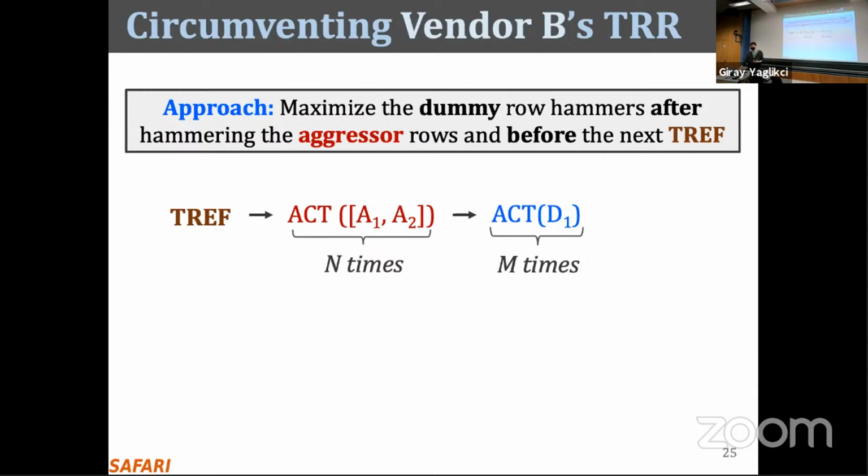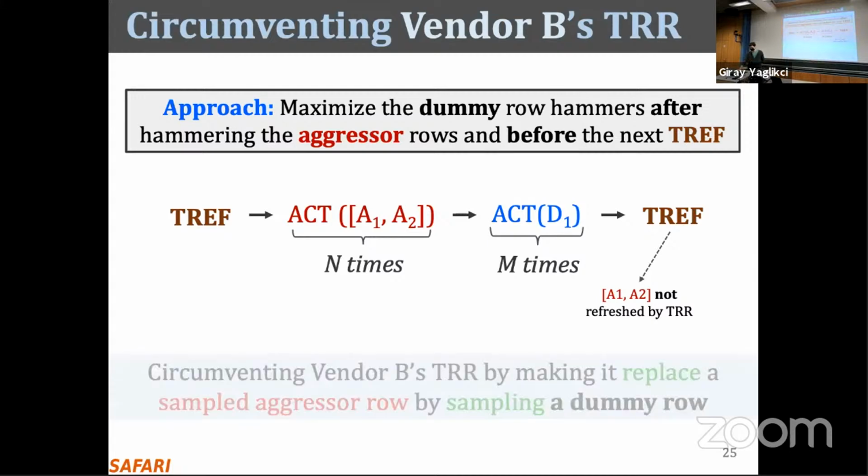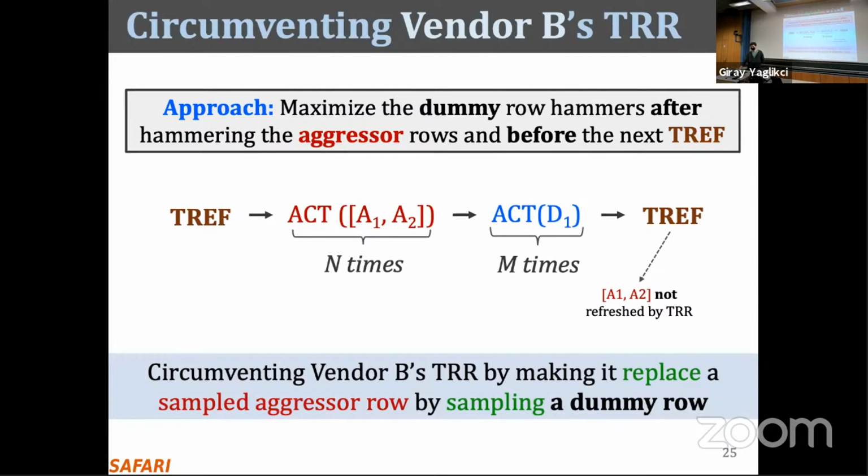And here the hope is that it will be sampled and override one of the two rows that we previously hammered, A1 and A2, such that the next TR-capable refresh command will target the dummy row instead of the actual aggressor rows. So in conclusion, one can circumvent the vendor B TR by overwriting a sampled aggressor row, by making the TR mechanism sample a dummy row prior to a TR-capable refresh command.